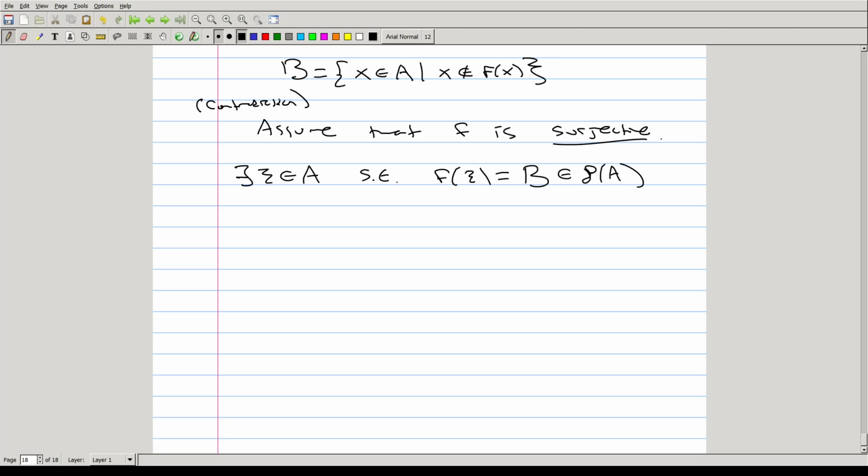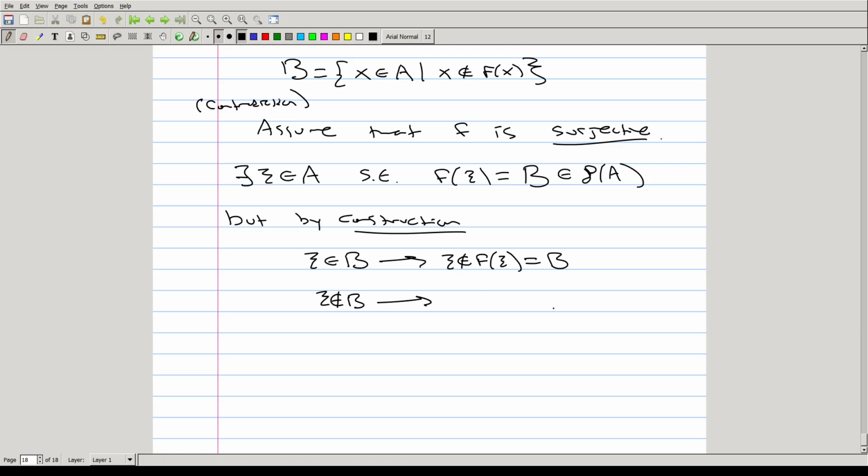And the problem occurs when we think about exactly how we've constructed B. Because by construction, if xi is an element of B, then xi is not in f of xi, which is equal to B. And vice versa, if xi is not an element of B, then by definition xi is an element of f of xi, which is B.